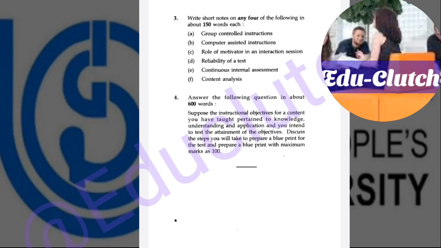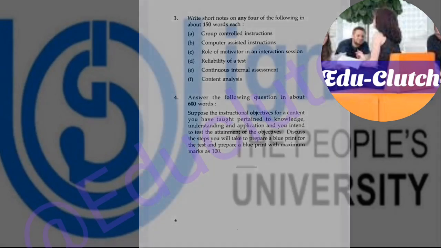And the last question, which carries only a single question, is: suppose the instructional objectives for a content you have taught pertain to knowledge, understanding, and application, and you intend to test the attainment of the objectives. Discuss the steps you will take to prepare a blueprint for the test and prepare a blueprint with maximum marks as 100.